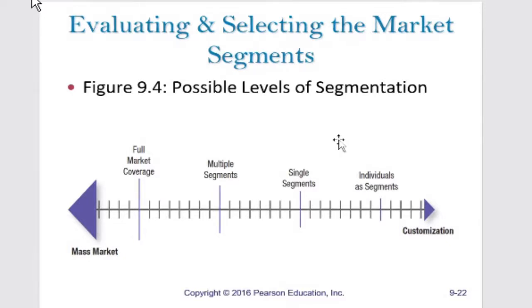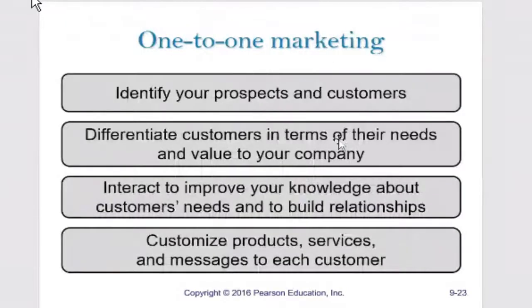On the left, we have the mass market, and on the right, we've got the customized market. So this is exactly the entire spectrum of the market. On the level of segmentation, you have full market coverage on the left side and individual market segments on the right. Then you've got multiple segments on the left side and a single segment on the right. So this basically takes care of the segmentation of the market. That is, how do you actually segment a specific market?